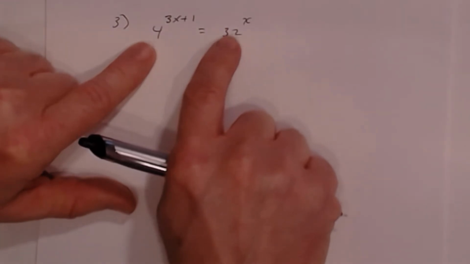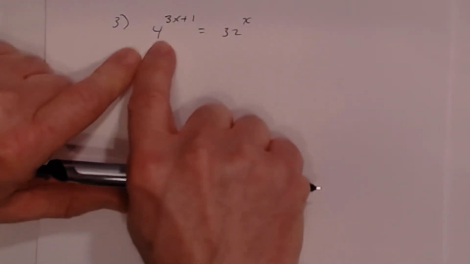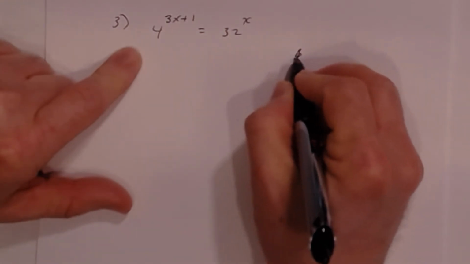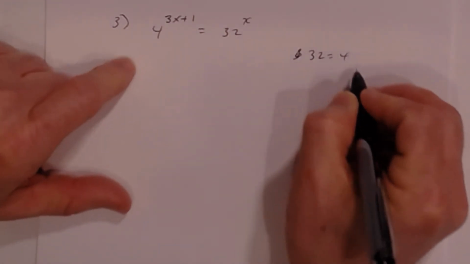So you may ask yourself, well, if that's a 4, can I rewrite 32 as 4 to a power? I don't know.